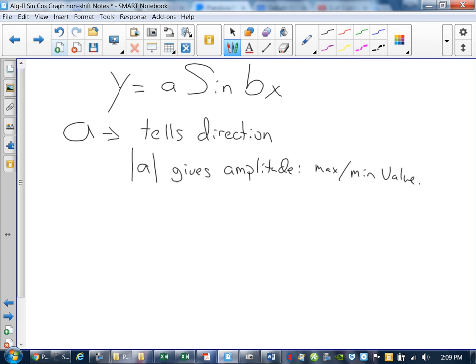Yeah. With every curve that you've seen so far, every graph, that A value always played the role of slope. Absolute value graphs, A value was the slopes of the two parts. Sine graphs, it's the same thing. It's going to tell you directions.